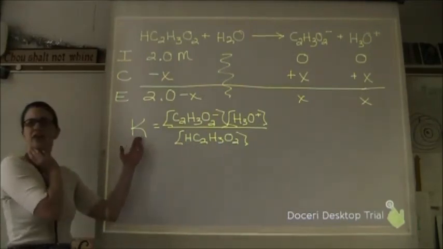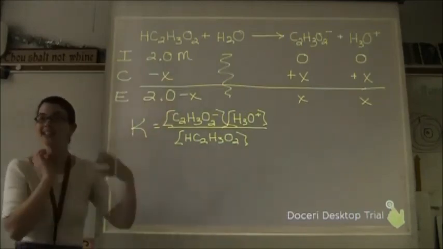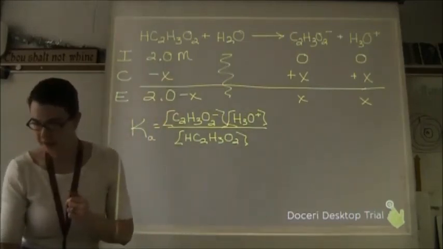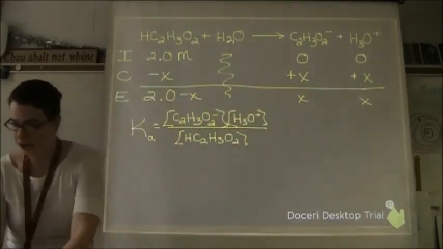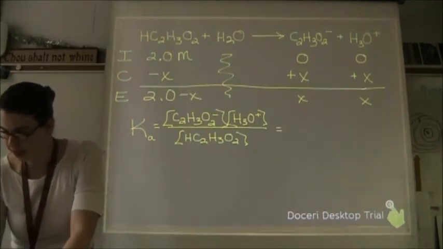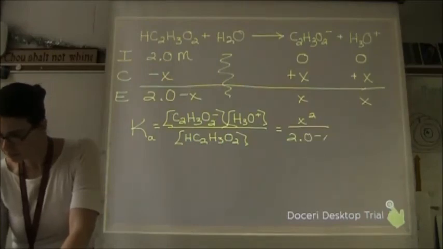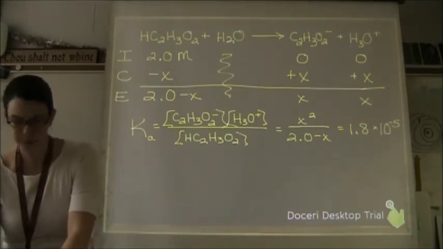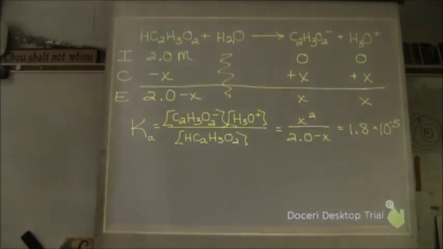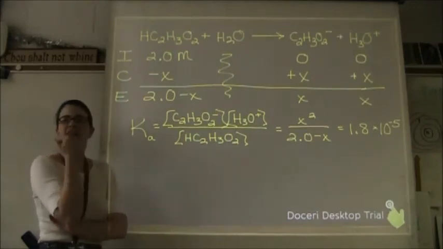What kind of K do you think this is going to be? Ka. Okay, this is an acid equation. And I'm just going to take these x expressions and plug them in. X times x, that's x squared. And we were given a value for Ka. I've got to solve for x.